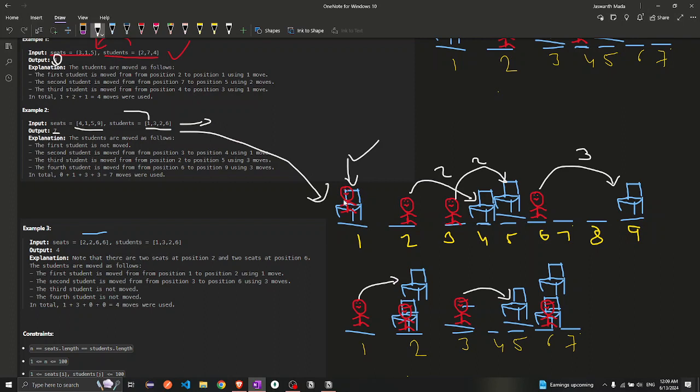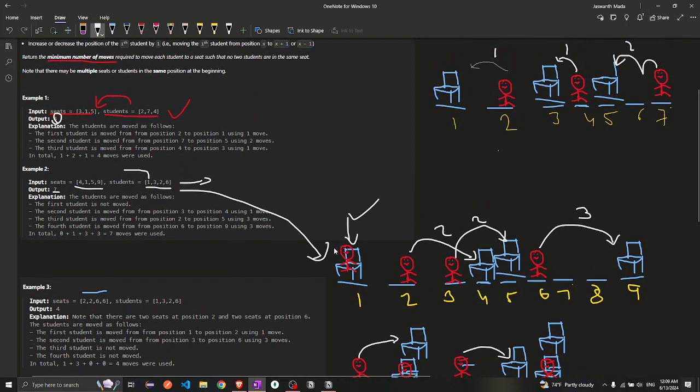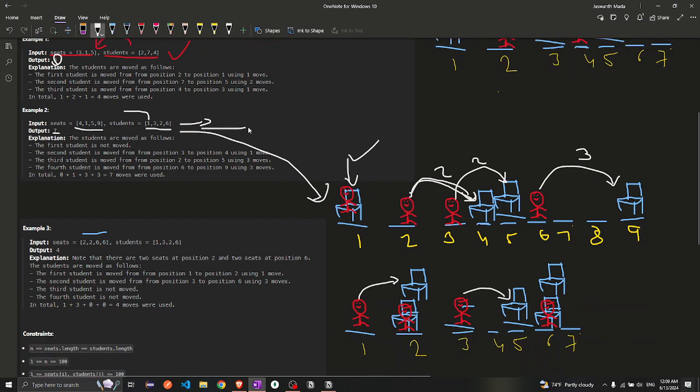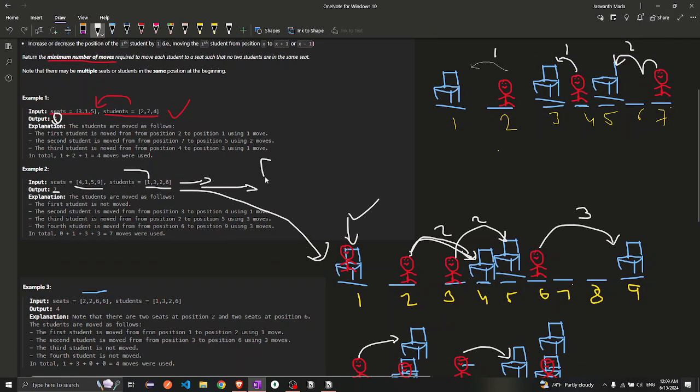And after sorting the array, all the students will be arranged to the nearest chair locations, and from them we can just find out the difference between the student and the nearest chair. I'll just explain you with this example. I'll sort this seats array, it will be 1 4 5 9, and I'll sort this student array, it will be 1 2 3 6, right? So if you observe carefully, the first student is already aligned.